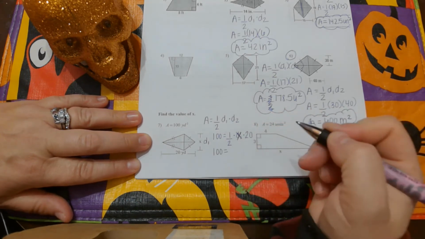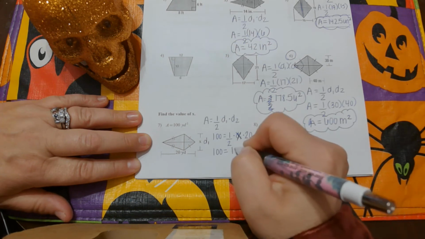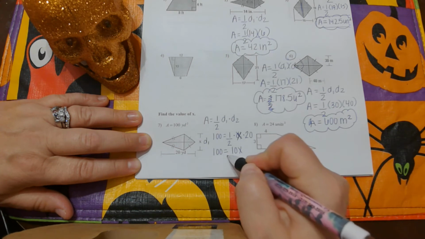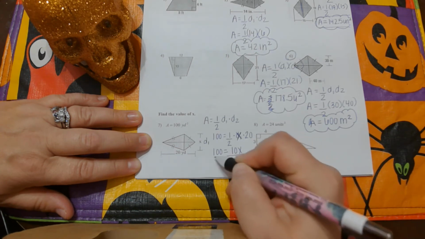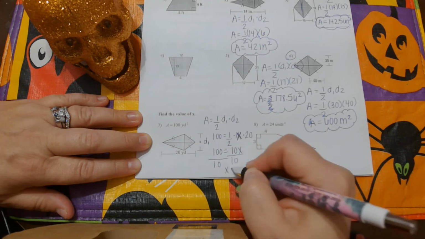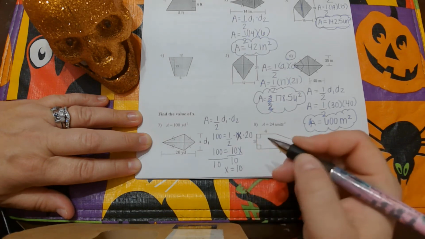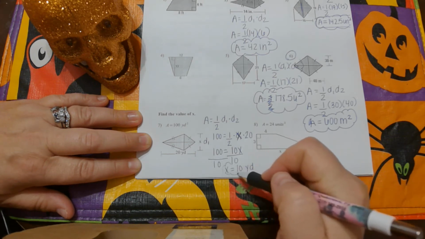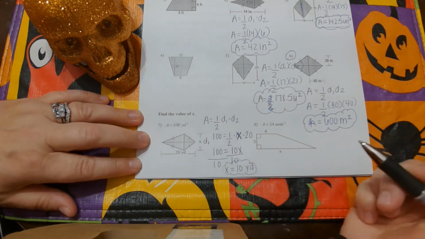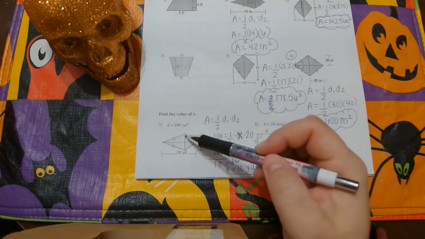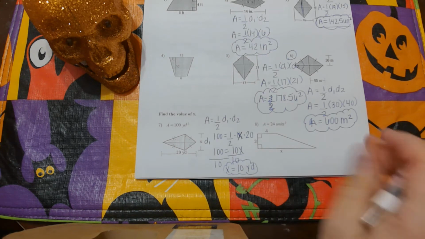So 1/2 times 20 is 10. And then the X is just still left there. So now when I solve for X, I'm just dividing by 10. And I get that X equals 10 yards. So my diagonal is 10 yards. So this length would be 10.